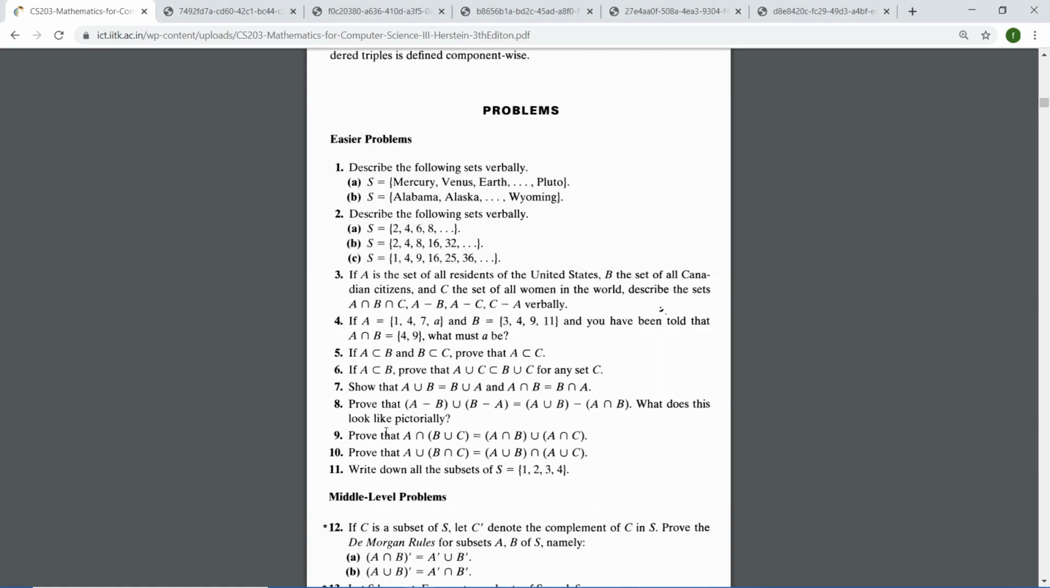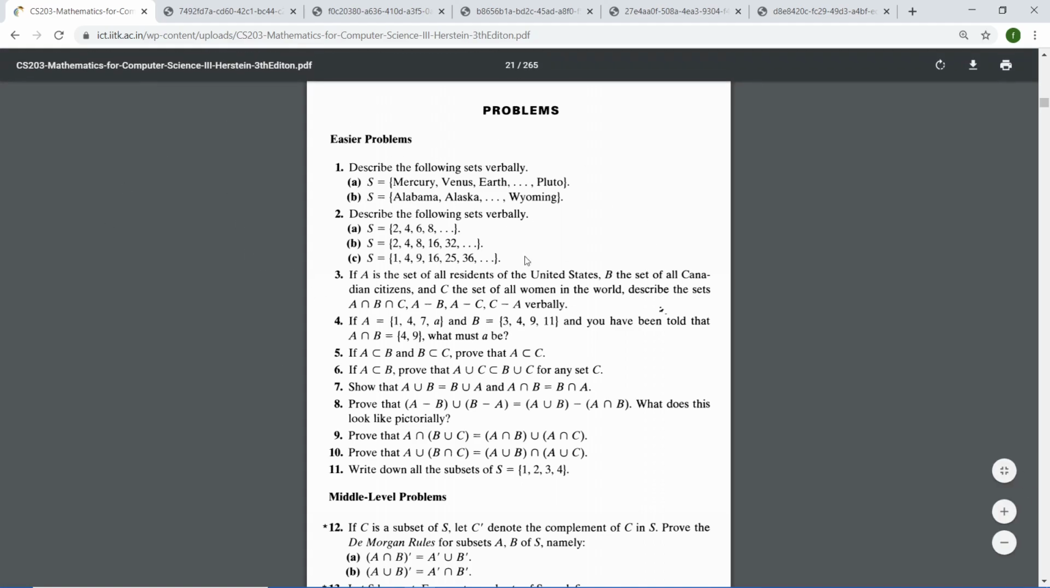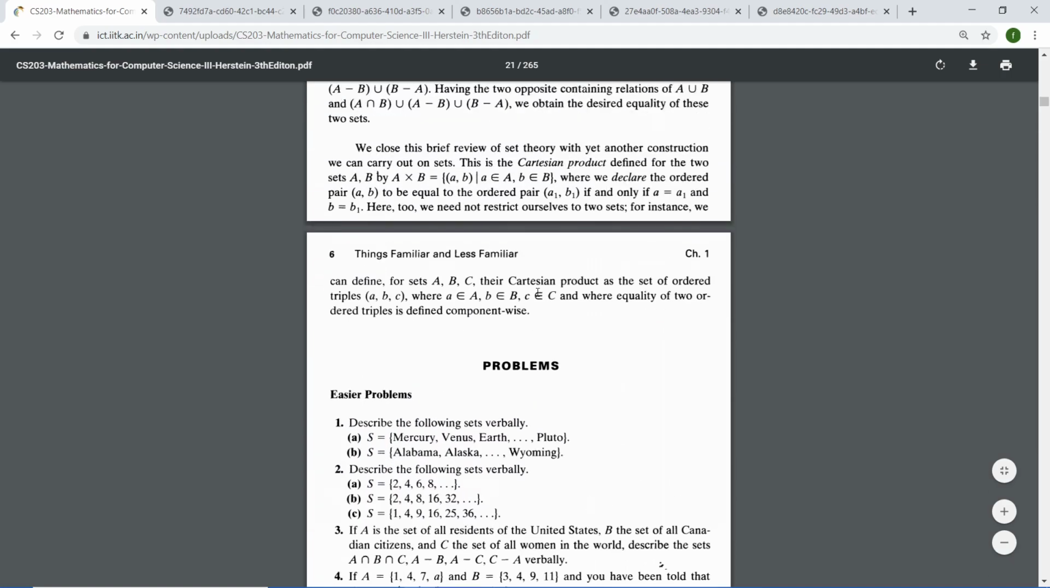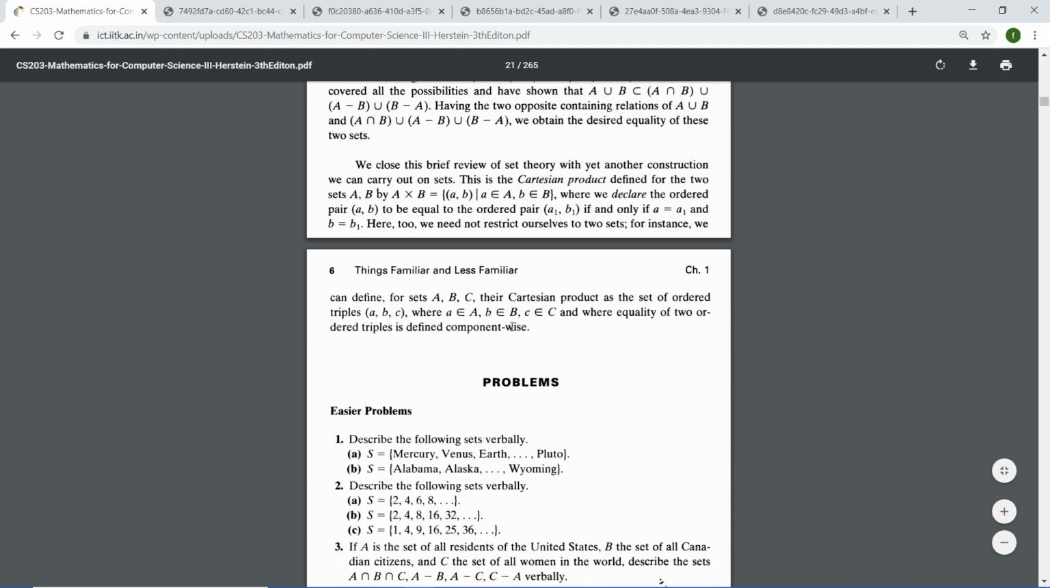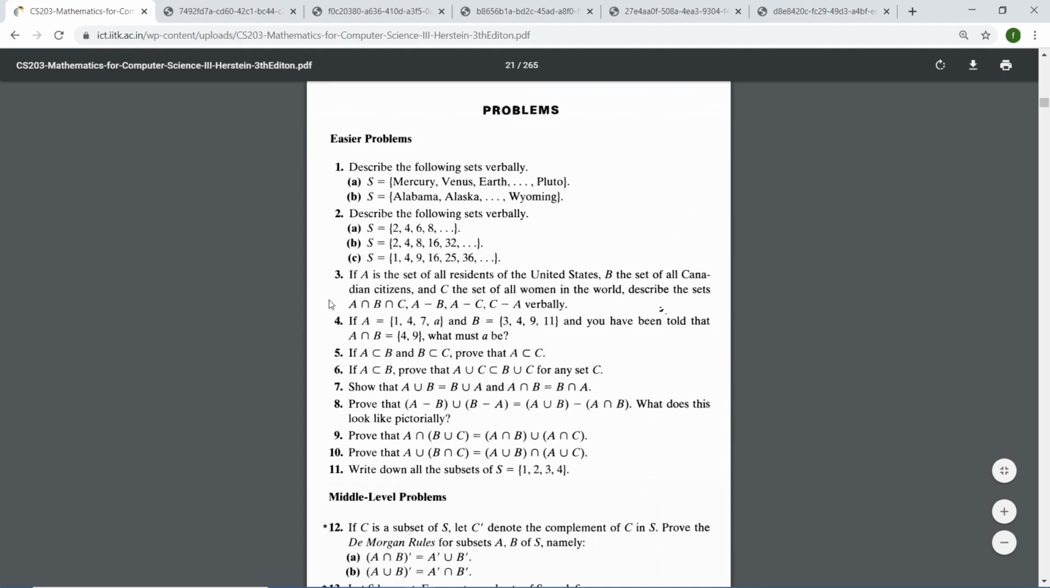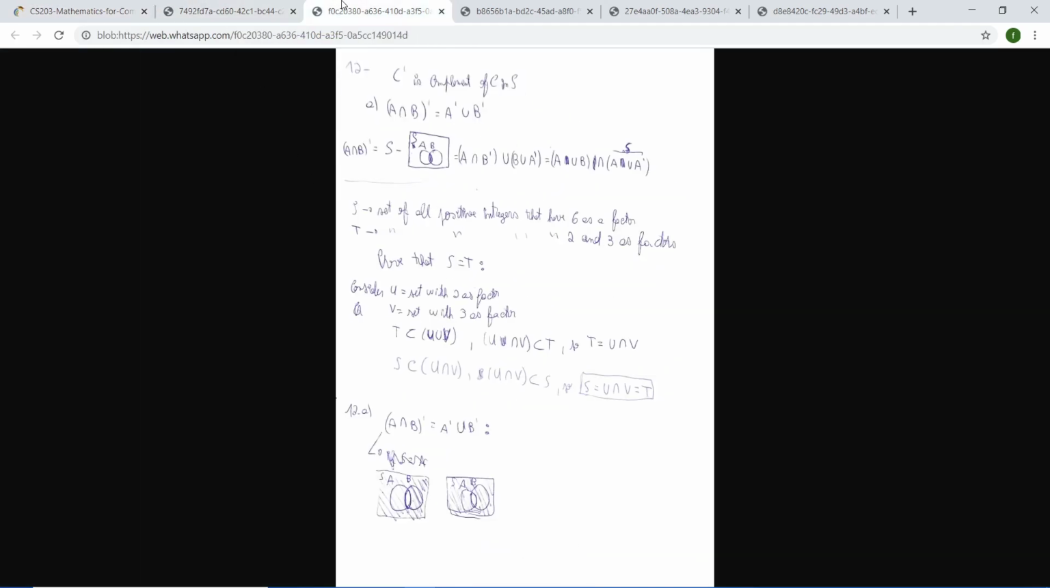Alright, so good night. I'm going to say what I did on day 2. Last time I was doing problems about sets, and basically I did a few. I'm going to show them here.